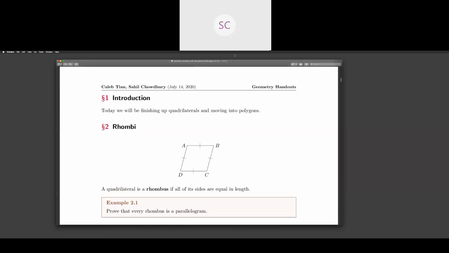So we're going to get right into it, and I want you guys to go ahead and try to prove that every rhombus is a parallelogram. Just think about your parallelogram properties here. Remember that every rhombus has 4 equal sides.